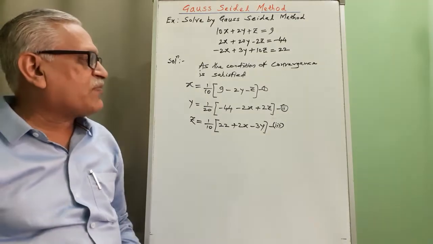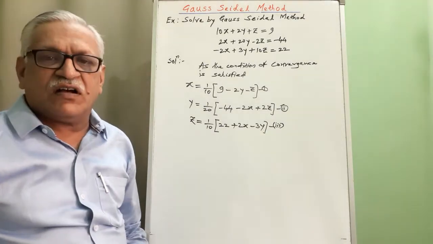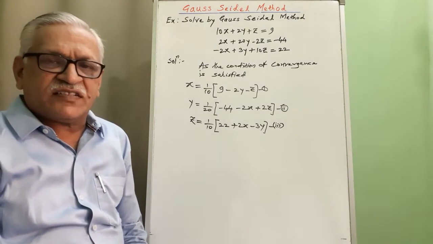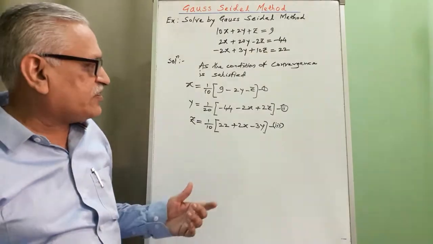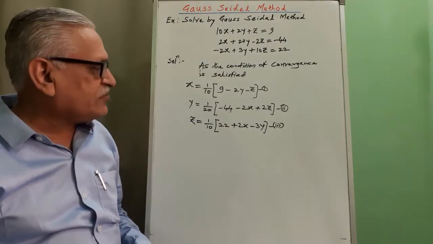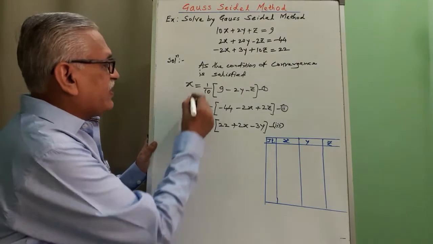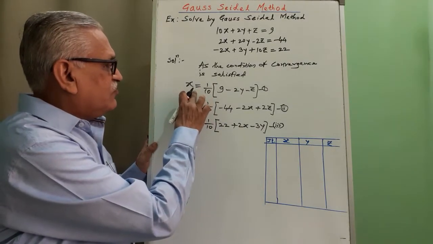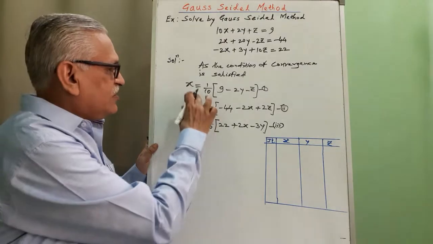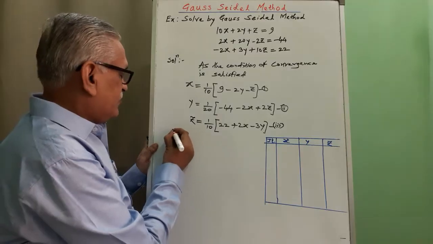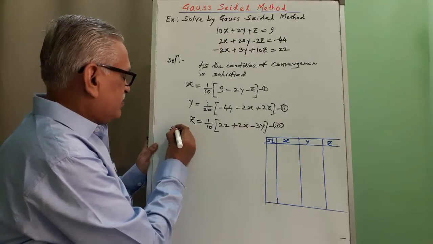And then we have to apply the Gauss Seidel method. For clear understanding, watch the video up to the end. Therefore, I will discuss this procedure. Step number 1, we use equation number 1 to find the first approximation for x.